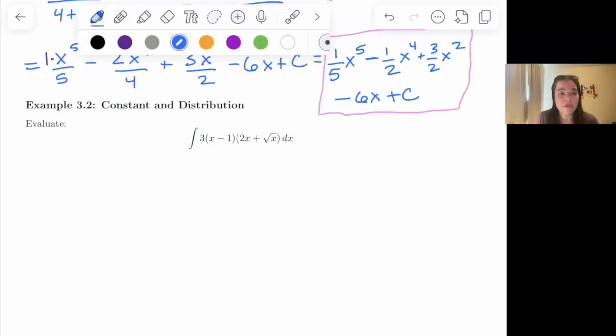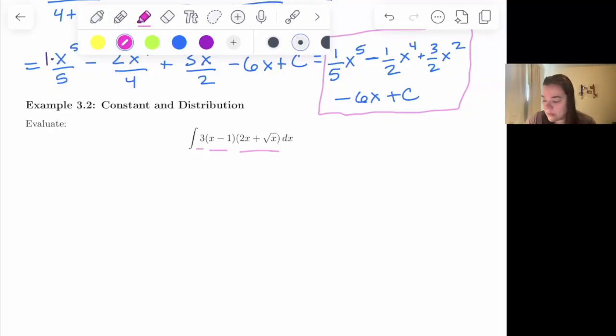Let's keep cruising through and hit example 3.2. Now notice we have a couple of factors going on here. There's lots of multiplication, right? There's a factor with 3, an x minus 1 factor, and then a more complicated looking factor.